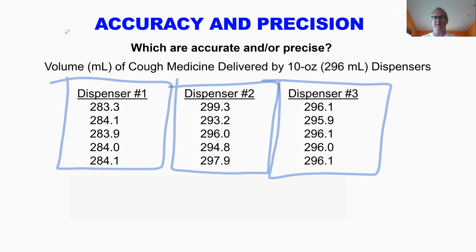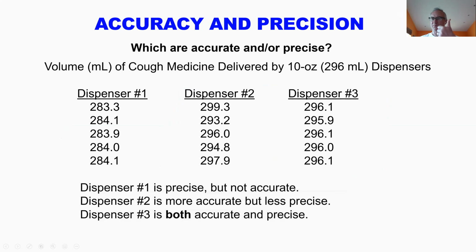So what about dispenser number two? It's spread out too much. It's spreading all over the place. Yeah, it's not precise or accurate. It's 299, it's 293, it's 294. It's all over the place, and none of them are near 296. I mean, one of them is exactly right, but the other ones are all over. So you would want to use dispenser number three. It's not accurate because it's got too much error in it.